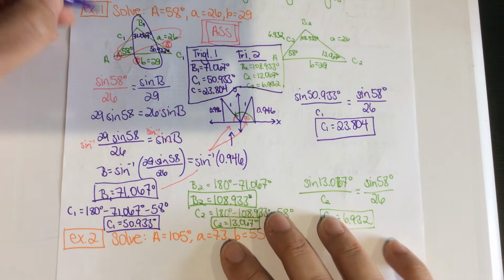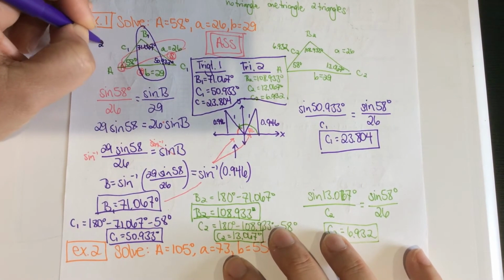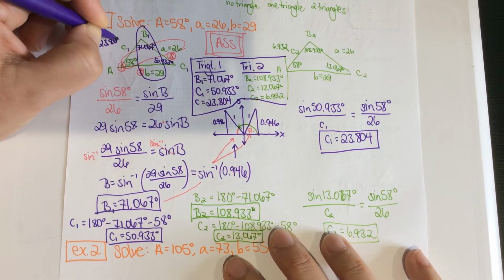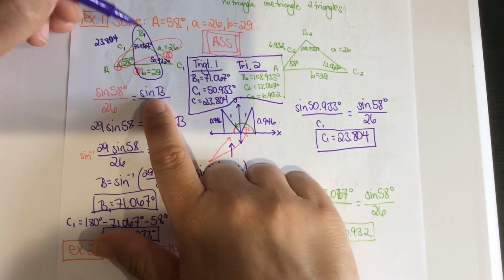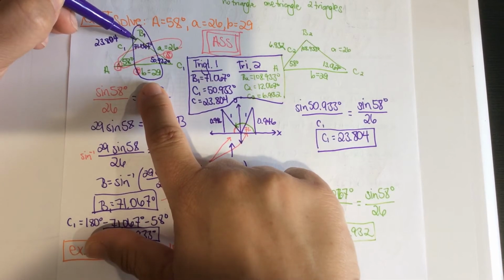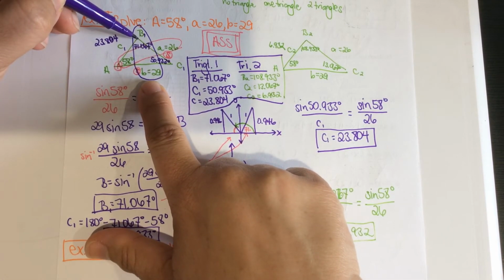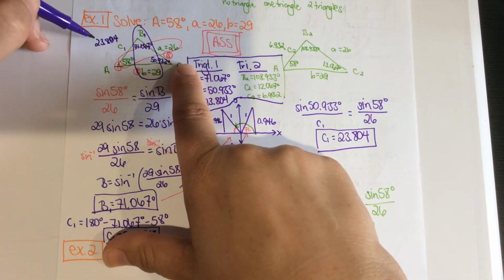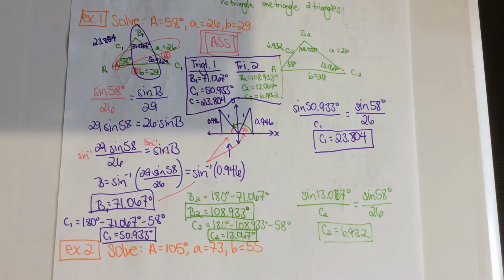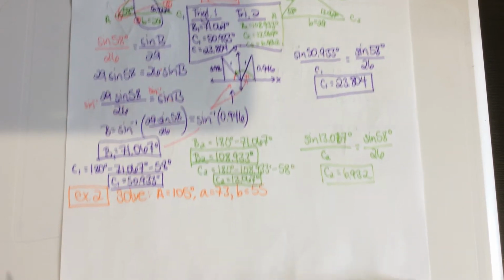And just to double check over here, let's put the 23.804 and confirm. Okay, what's the longest? The largest angle is 71.067, and that is the longest side. The smallest angle is 50.933, and that is the shortest side. So we're good there. Whew, that was a long problem.